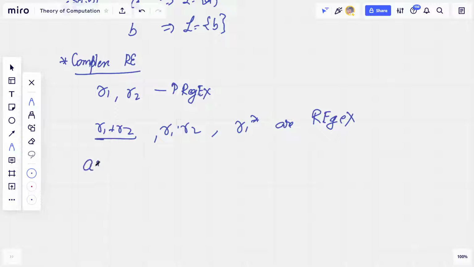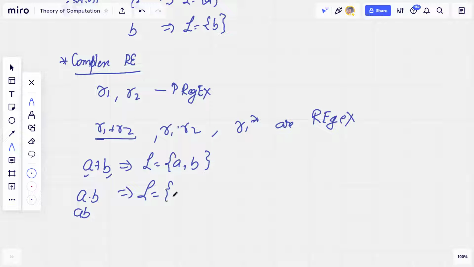If I write A plus B, it represents the set of strings which contains either A or B. So it is actually A or B. This is the language it represents. If I write A dot B, that is A concatenation B. Sometimes we omit this dot for simplicity's sake, so I can simply write it like AB also. It represents the language which contains the strings in which A is followed by B.